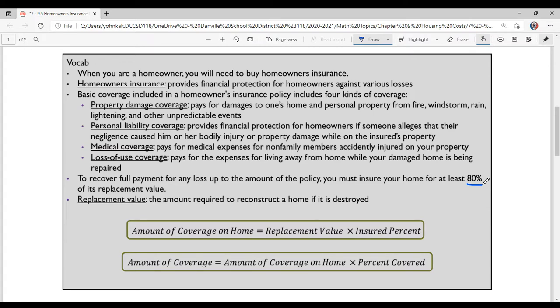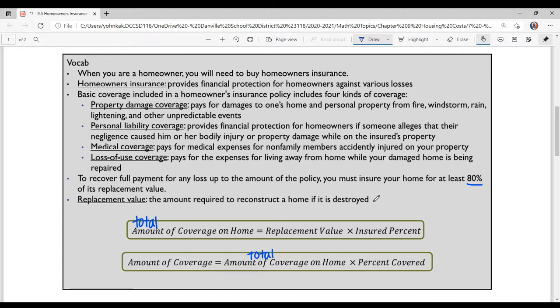So if you want to find the total amount of coverage on a home, you're going to take the replacement value and multiply by the insured percentage. Remember that insured percentage has to be at least 80 in order to get your money. If you want then an amount of coverage on a specific item, then you would take the total amount of coverage on a home and multiply by the percent covered.